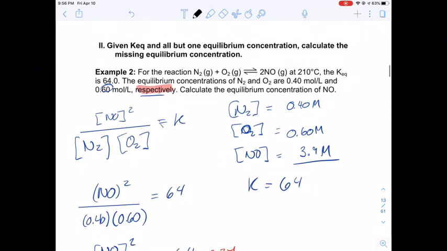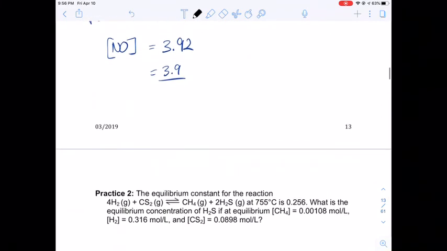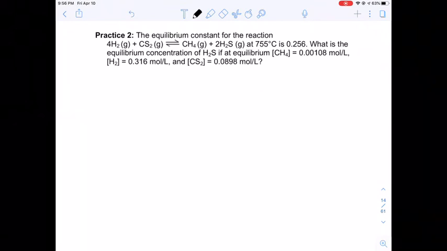Okay, so in type 2 questions, we have the KEQ, but one of the equilibrium concentrations is missing. So this is a calculation that requires you to make a rearrangement to solve for the missing value. Let's do the practice question together. So here we are given an equation. Let's figure out our equation to start. So we write out our big K.